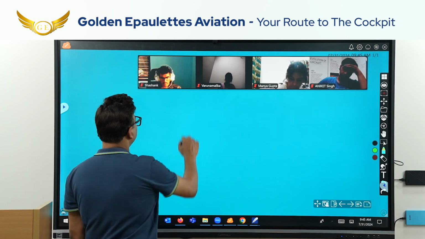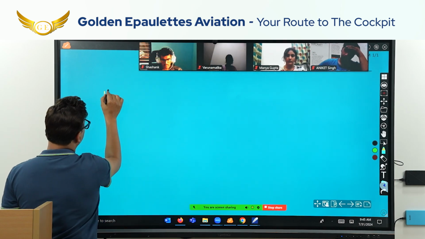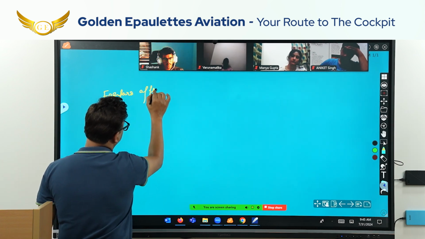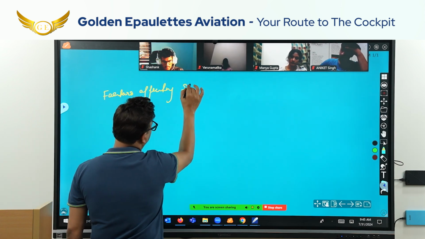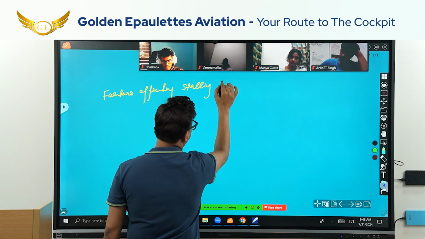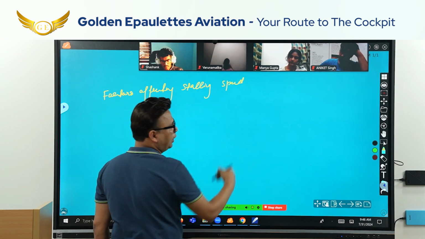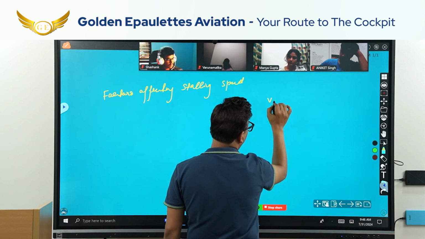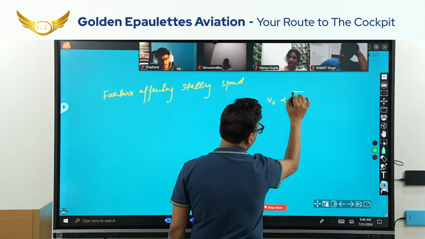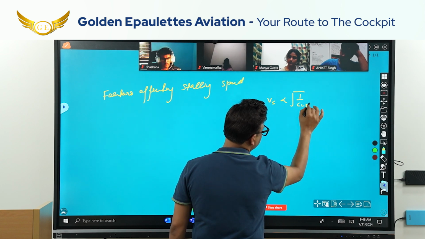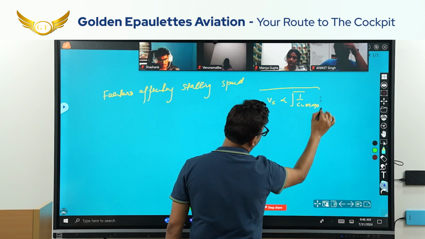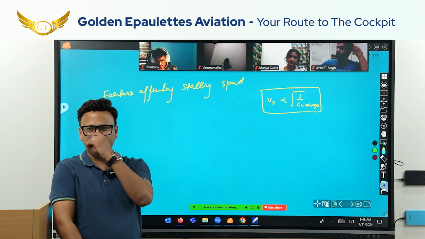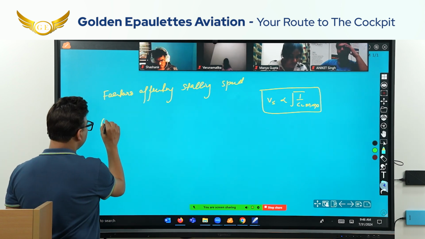अब देखो, factors affecting stalling speed किया था, stalling speed, ठीक है। हमने इसमें फॉर्मूला लिखा था: Vs is proportional to under root 1 upon CL max, यही था। Means if your CL max increases, stalling speed reduces. So first factor was mass.